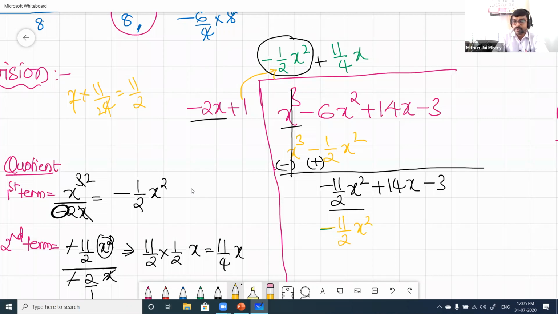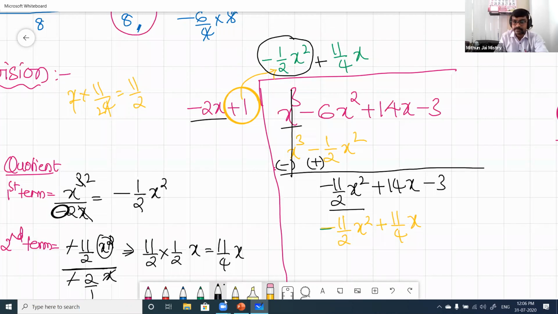That's over. Next, second term. Second term is plus 1. Plus 1 into something is something. So there is no problem in that. So you write that something, which is 11 by 4x. I mean, 1 into 11 by 4x is equal to 11 by 4x. That's what I have written.